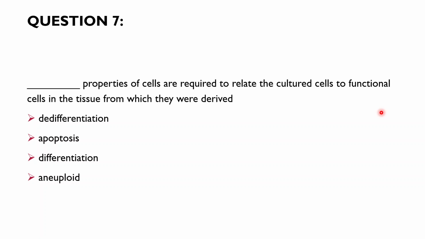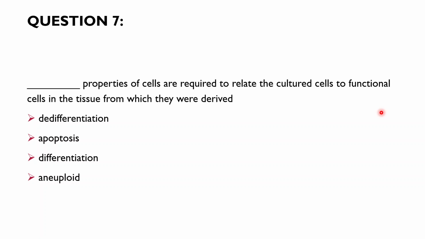We have four options here: dedifferentiation, apoptosis, differentiation, and aneuploid. So what properties of cells are required to relate the cultured cells to functional cells in the tissue from which they were derived? Let's see what the right option is and let's discuss each of the options.